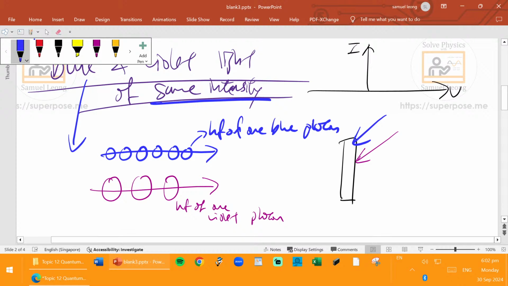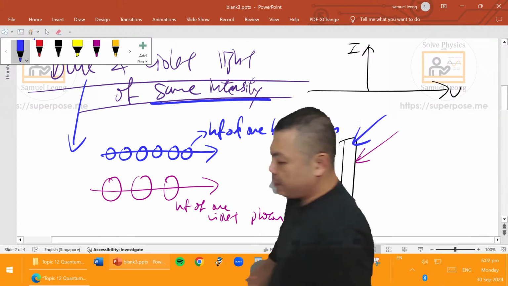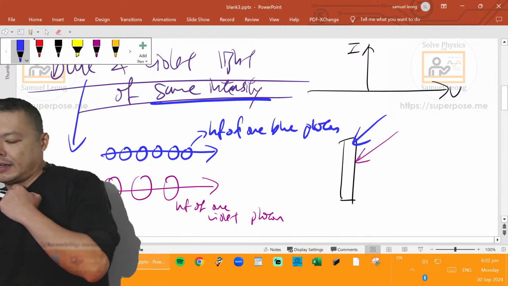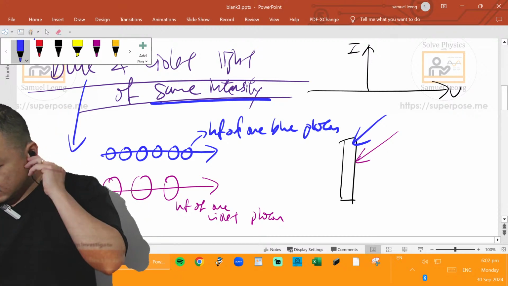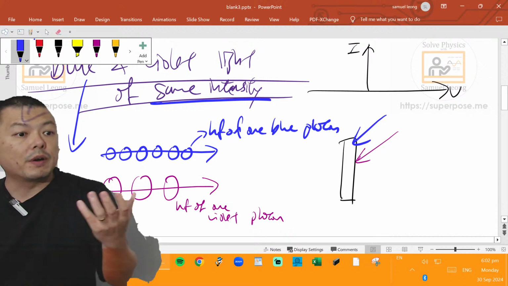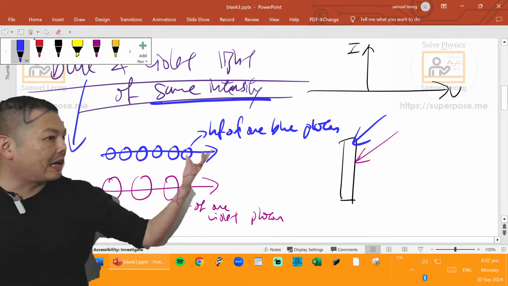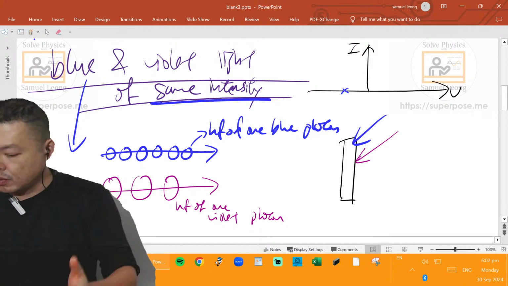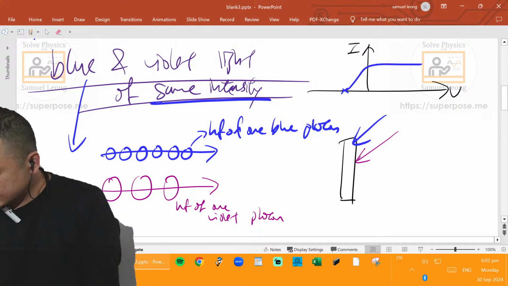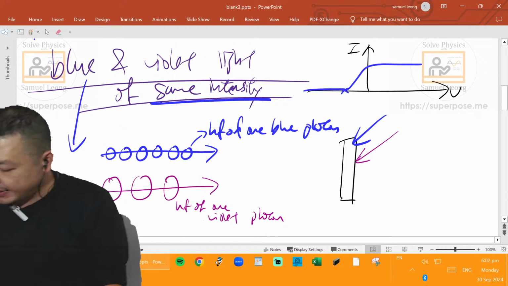Okay, come. How does the graph look like then? I hope it looks like this. Your blue light is of a lower frequency than the violet light, so the stopping potential for blue will be less, and therefore your graph will look like this. If I extend it out like that, that will be for the blue light.